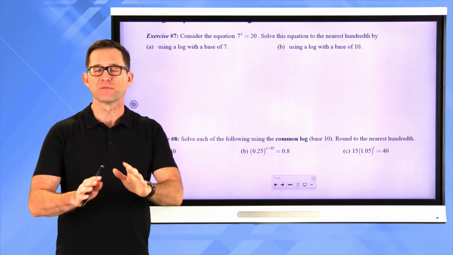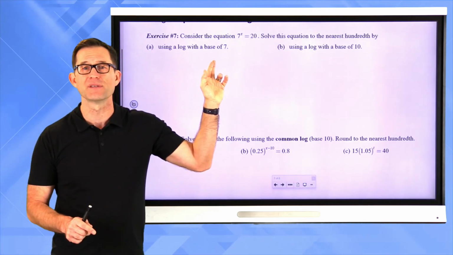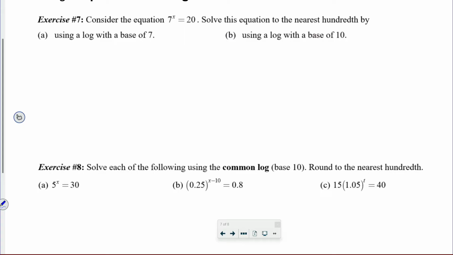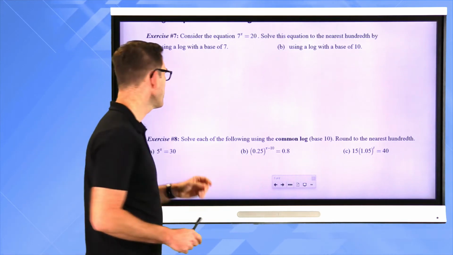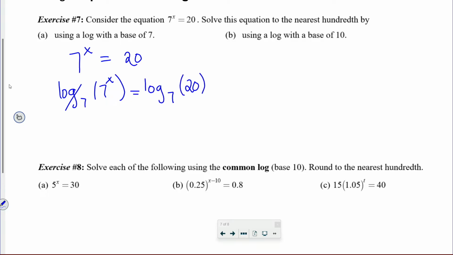But what I'd like you to do is pause the video really quickly and figure out the value of the solution to this to the nearest hundredth by using a base of 7. All right, let's go through it really quick. Simple, right? We should have included this in 6th grade when we were doing one-step equations, because this is literally a one-step equation. We're just going to take the log base 7 of both sides. That's going to cancel. X is equal to the log base 7 of 20.